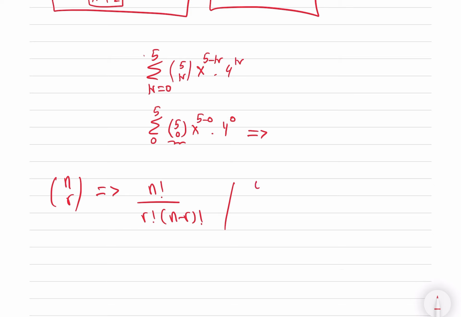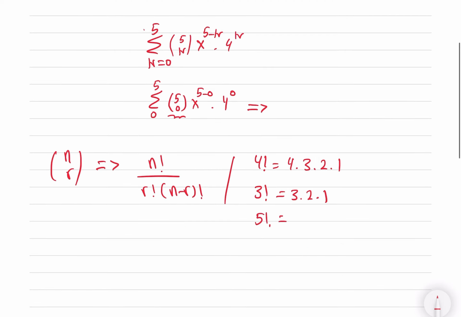Let's say I have 4 factorial. 4 factorial is simply 4 times 3 times 2 times 1. 3 factorial is simply 3 times 2 times 1. 5 factorial is simply 5 times 4 times 3 times 2 times 1. It's that simple. So in this case, I have 5, 0, right? So we have 5 factorial, except for 0 factorial. Memorize this: 0 factorial equals 1.